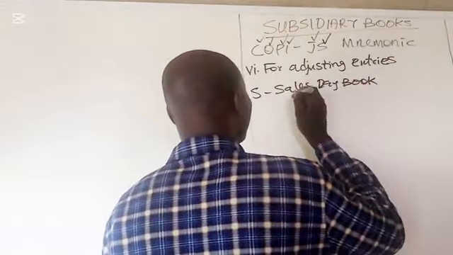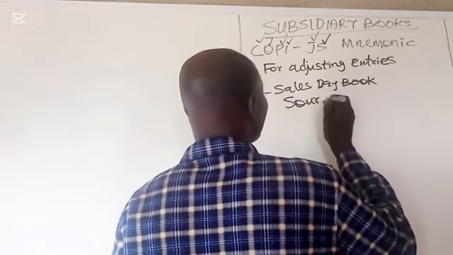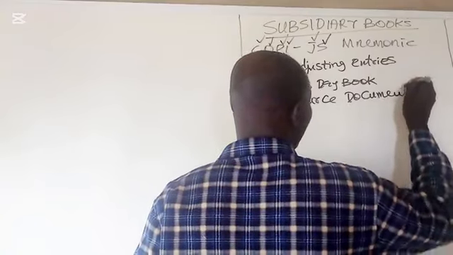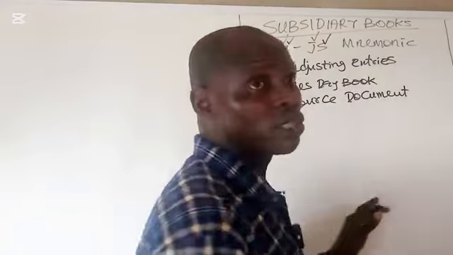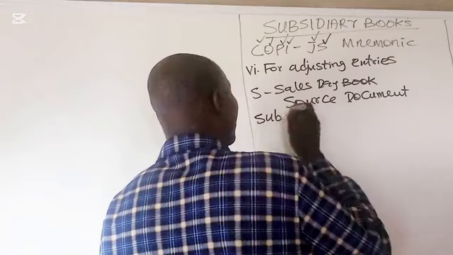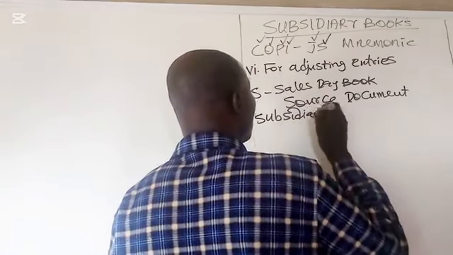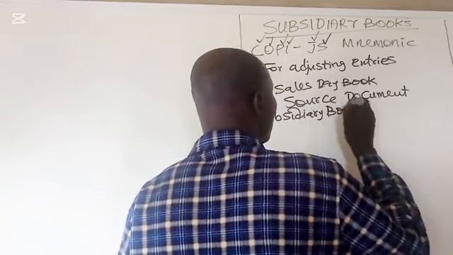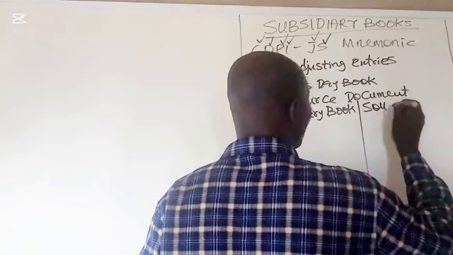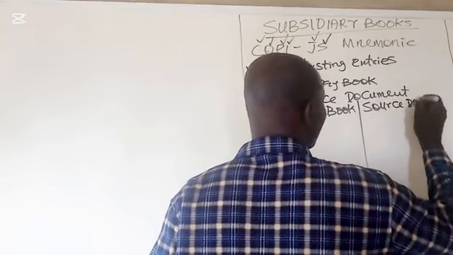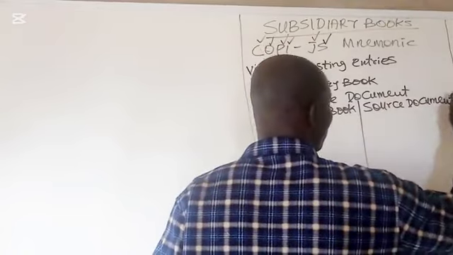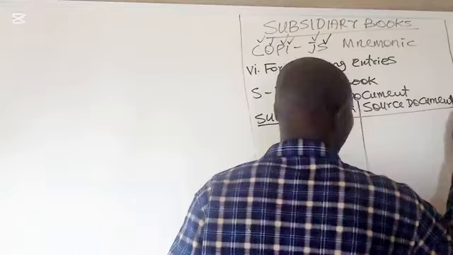Now, we want to look at the source documents of each of the subsidiary books. So we have subsidiary books, and their source documents.